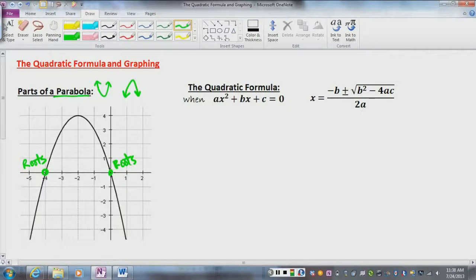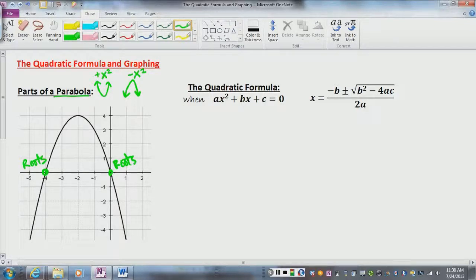If your parabola opens upward, your leading coefficient is positive. So you have a positive coefficient on the x squared term. If your parabola opens downward, you have a negative coefficient on the x squared term.